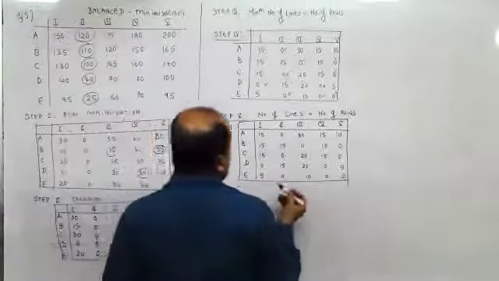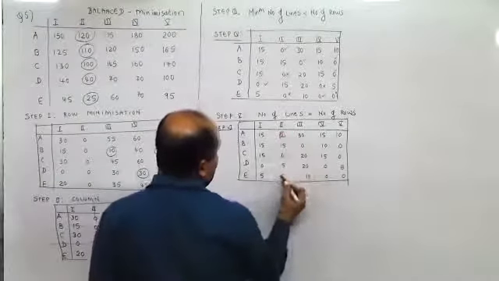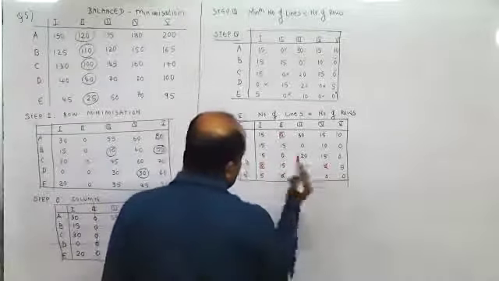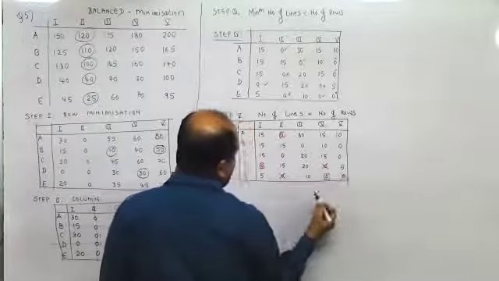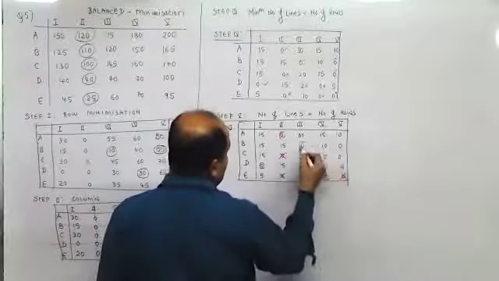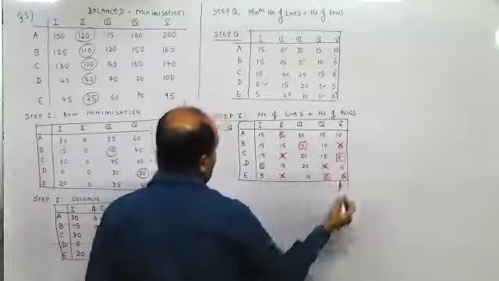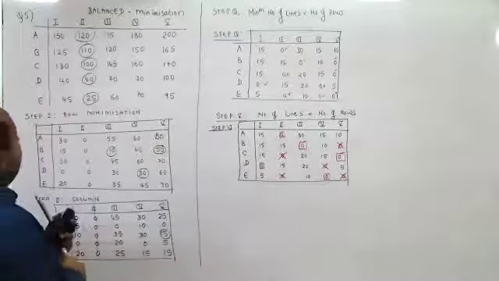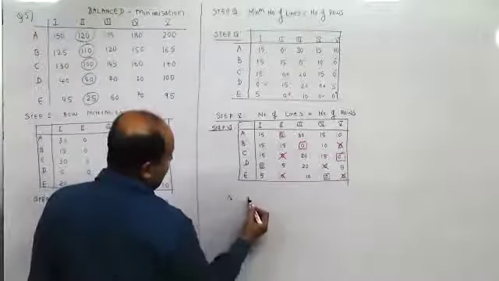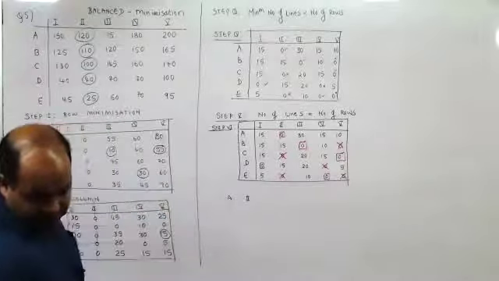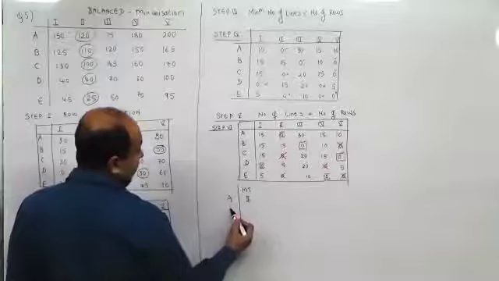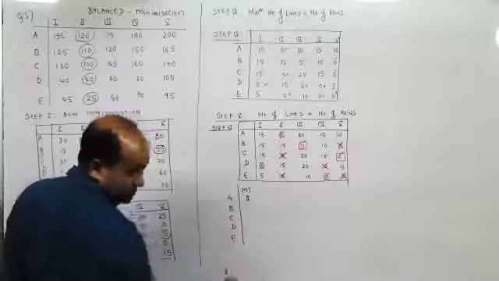Now selection, as far this is first row, this gets cancelled. Then this is first column, this gets cancelled. Then this is fourth column, this gets cancelled. Then this also gets cancelled. This is third column, this gets cancelled, this gets selected. So A is assigned second milk tanker, B, C, D and E.